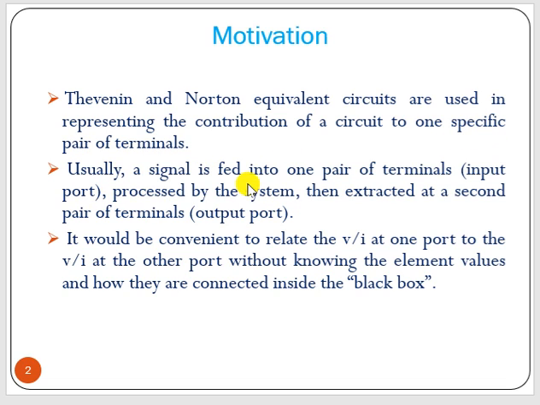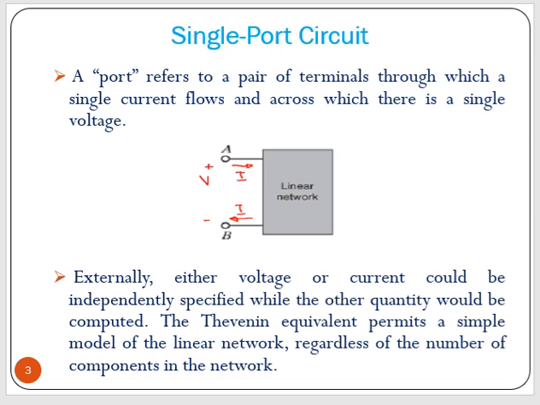So usually a signal is basically fed into one pair of terminals, that is the input port, processed by the system, then extracted at a second pair of terminals, or output port. So it would be convenient to relate the VI response at one port to the VI response at the other port without knowing the element values and how they are connected inside the black box. So using that point, we can define a single port circuit.